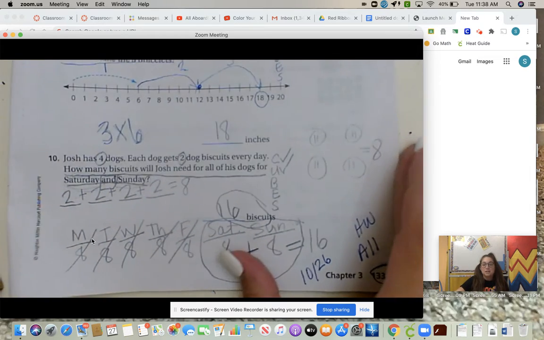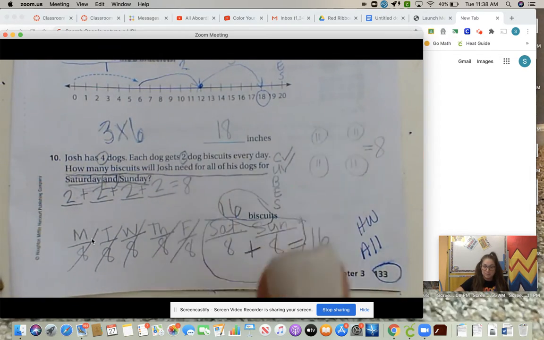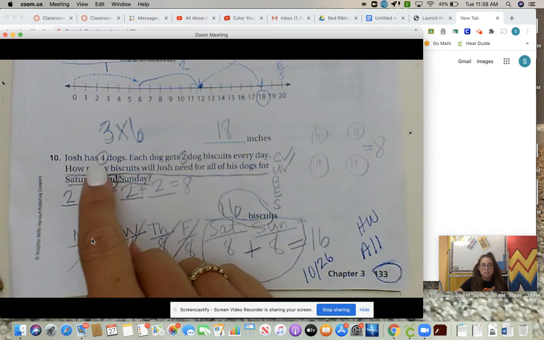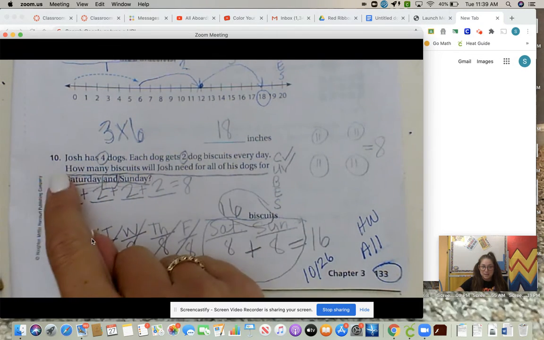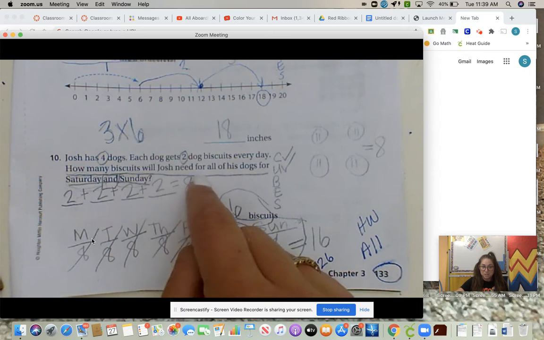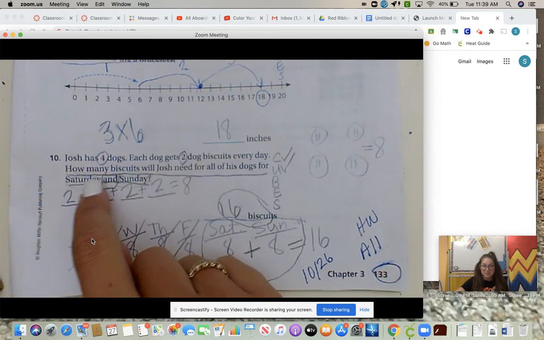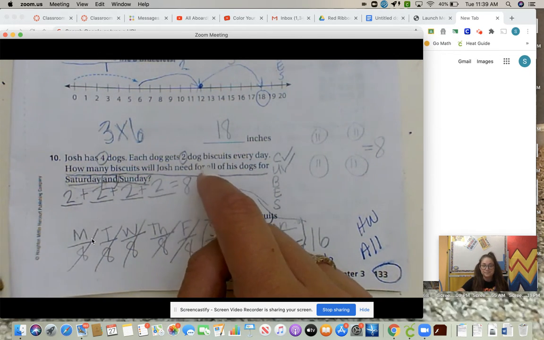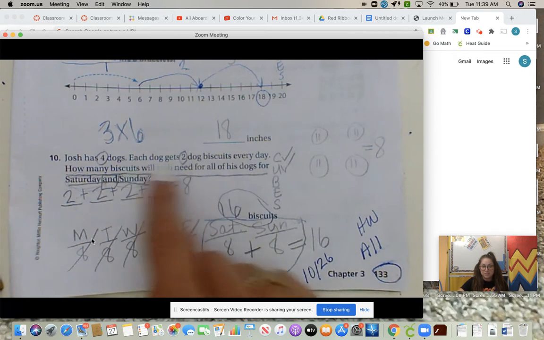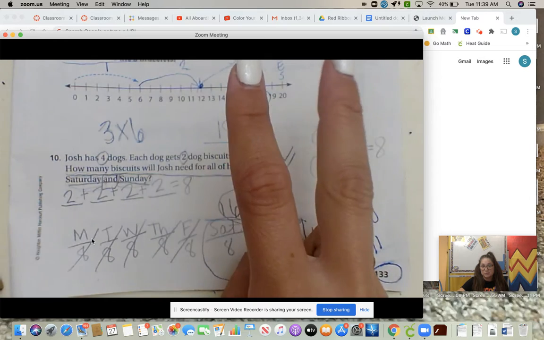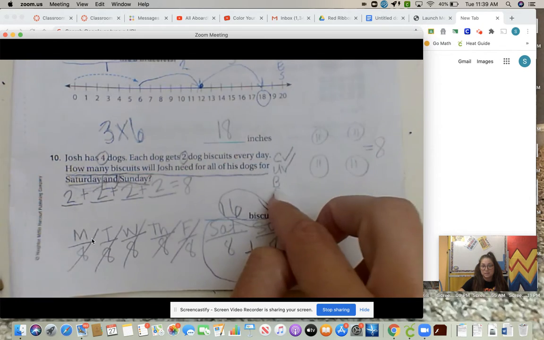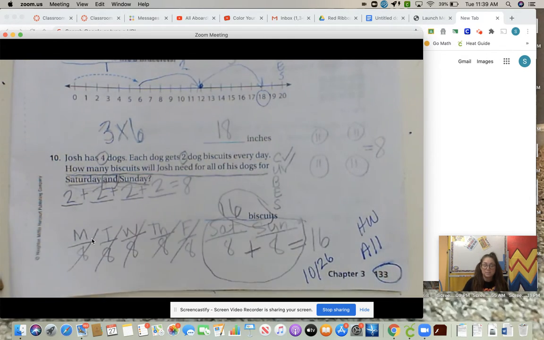Number 10 is a tricky one. It's a 2-step problem. Josh has 4 dogs. Each dog gets 2 dog biscuits every day. How many biscuits will Josh need for all of his dogs for Saturday and Sunday? We underlined the question. We circled the key numbers. Saturday and Sunday are also key numbers too, which are 2. We evaluated, so we drew our picture.